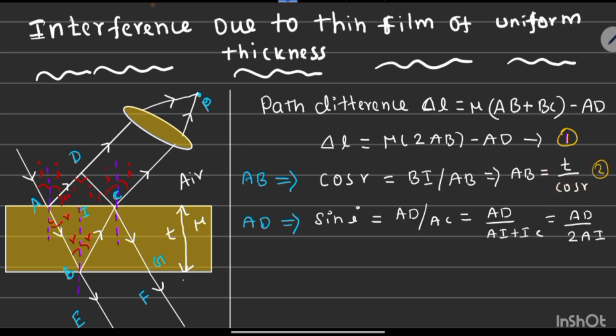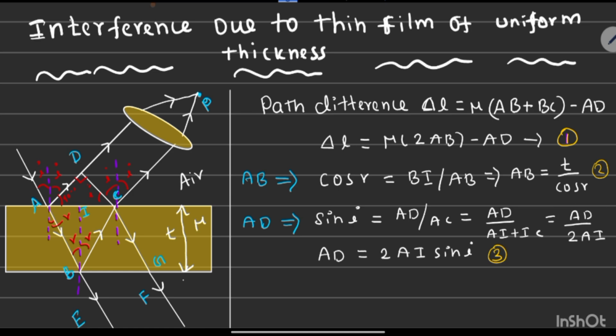Now how to find AD? AD is the path length of the first ray. AD is equal to sine of the incident angle, which is AD by AC. We know AC is nothing but AI plus IC, and also this AI is equal to IC. I am going to write it as 2 times AI. So from here we can find AD. AD is equal to 2 times AI into sin i.